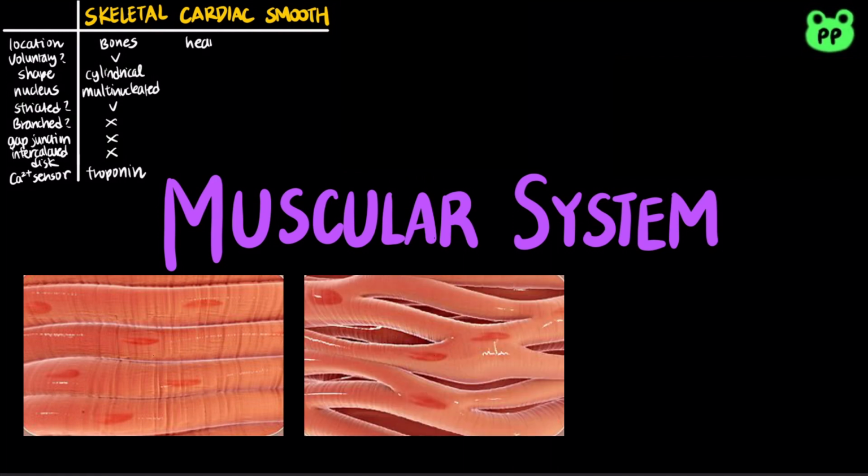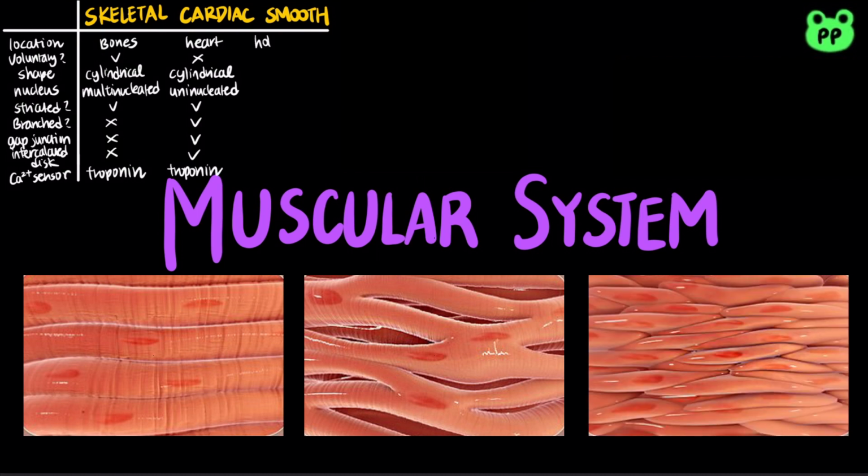Cardiac muscle is involuntary and found only in the heart. It is comprised of cylindrical uninucleated cells that are striated and branched. The cells are electrically connected by gap junctions and intercalated discs, and they can generate action potentials without neural input. Its calcium sensor is also troponin.